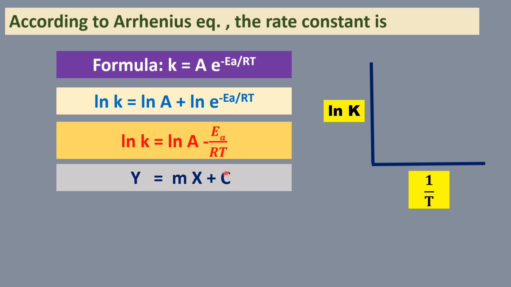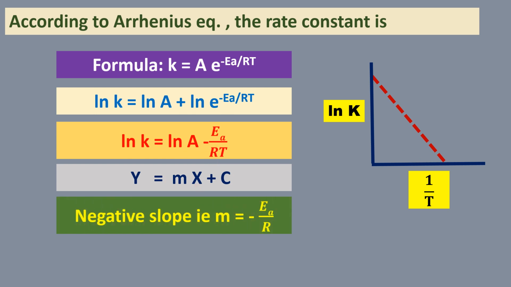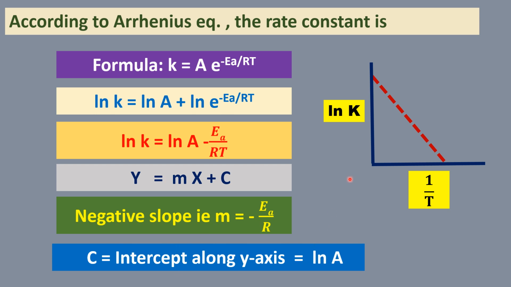So this is the plot. Here the intercept c along the y-axis is ln A. And this is a negative slope, because the slope is minus, not plus. Therefore, slope equal to minus Ea by R, and the intercept along the y-axis equal to ln A. So this is the correct plot, with the negative slope.